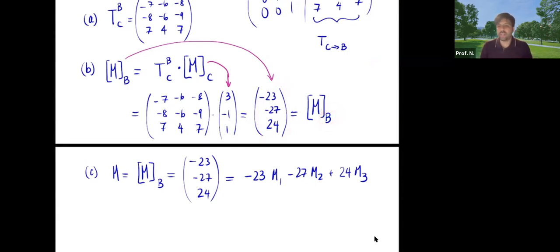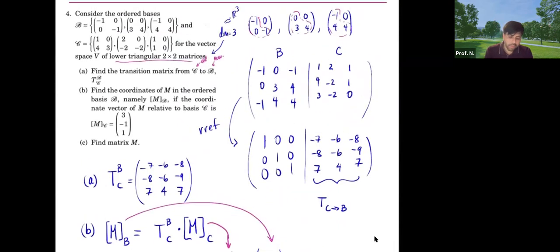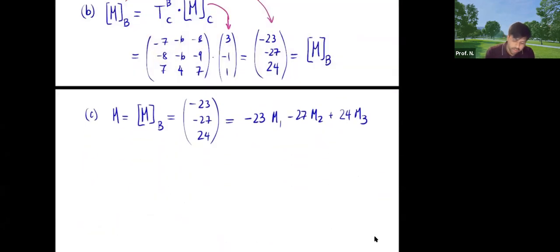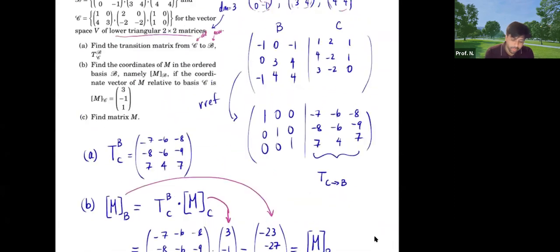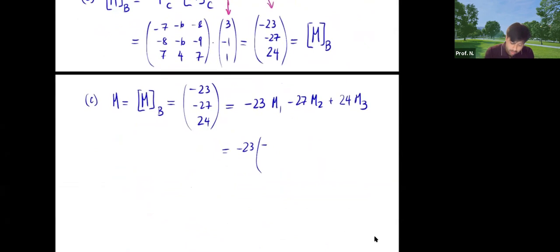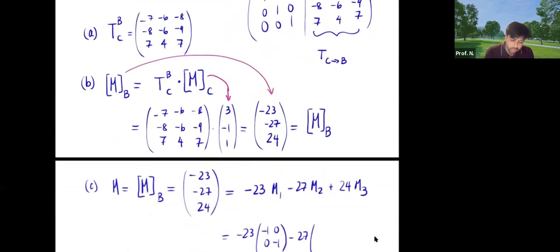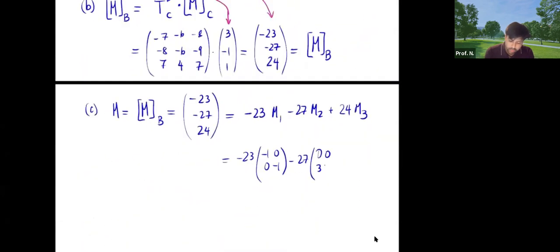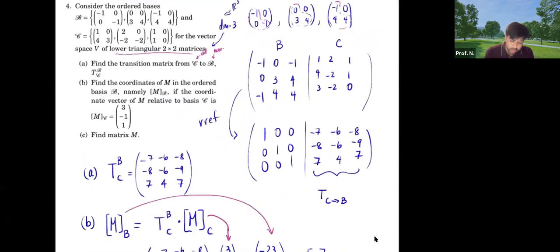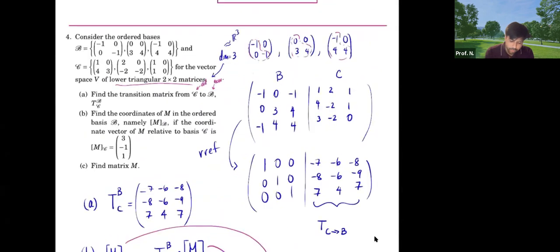B is like the blueprint. This tells me everything about the space. So instead of calling M a 2 by 2 matrix, I'm going to call M a column vector, where these numbers are a code for which elements of the basis I'm using, and how much I'm using. And B has these elements: this is my M1, my M2, and my M3. So I can write this like this. Negative 23, what is M1? It's negative 1, 0, 0, negative 1. Negative 27, M2 is what? 0, 0, 3, 4. And 24, M3 is what? Negative 1, 0, 4, 4.